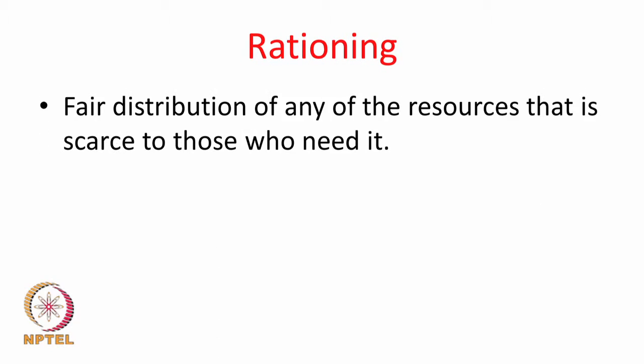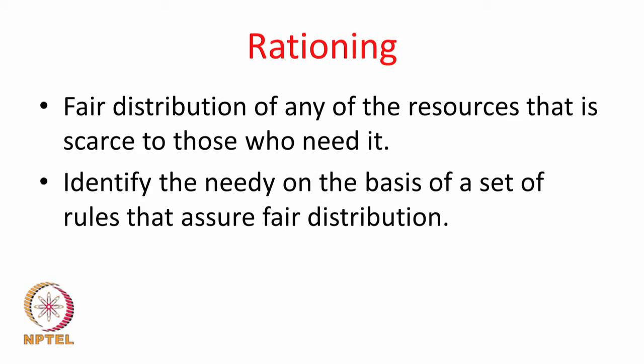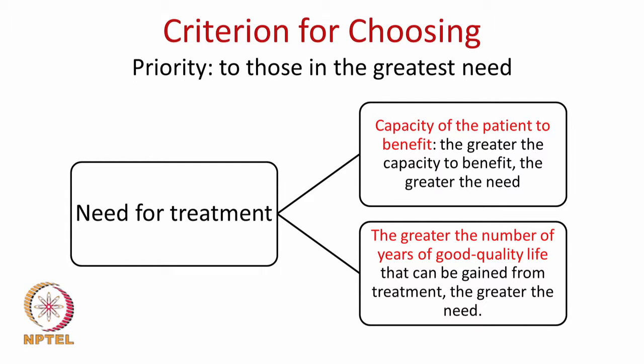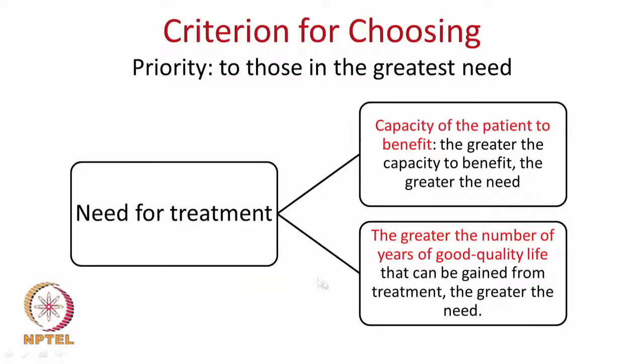So, rationing is a very difficult process, which deals with fair distribution and also identifying the needy. We are trying to identify the criterion, and the priority is need, no doubt, the greatest need. The person who needs it the most is the most needy person, that is fine. But again, when you try to understand the concept of need, this can be understood in at least two different ways. The first one is the capacity of the patient to benefit. The greater the capacity to benefit, the greater the need.